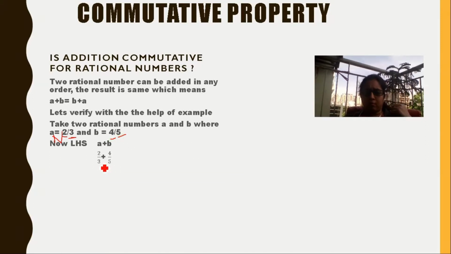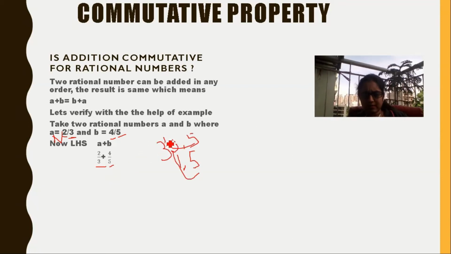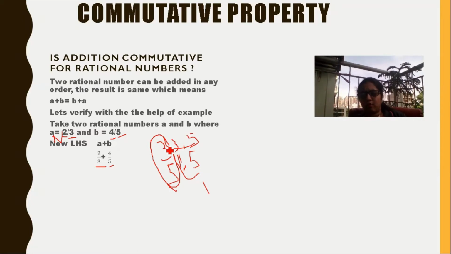So before adding these two numbers, first we will take the LCM of the denominators, 3 and 5. When we take the LCM of 3 and 5, we get the answer 15. How is it? We will do the LCM of 3 and 5. When we divide 3 by 3, we get 1, and we will take the 5 as it is in the next step, and then we divide 5 by 5, we get 1. So these are the factors of the LCM of 3 and 5. So 5 into 3, 15. So the LCM of 3 and 5 is 15.